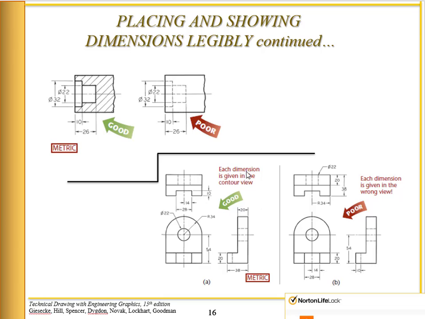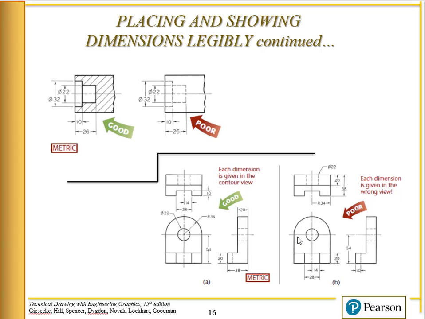Here is a good one. Each dimension is given in the contour view. So what we're saying here is, I'm looking at the hole here, and I'm pointing to that hole with my leader line, and it's telling me what my dimension is. So the hole and also this radius, you want to dimension those in the view where you can see the feature.